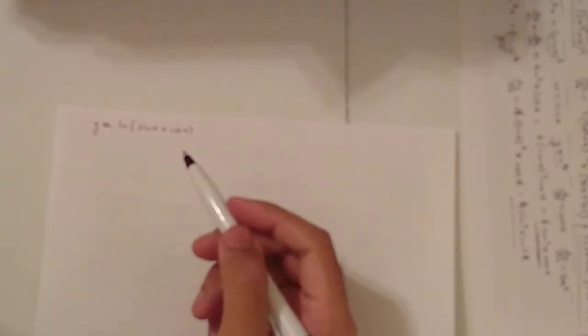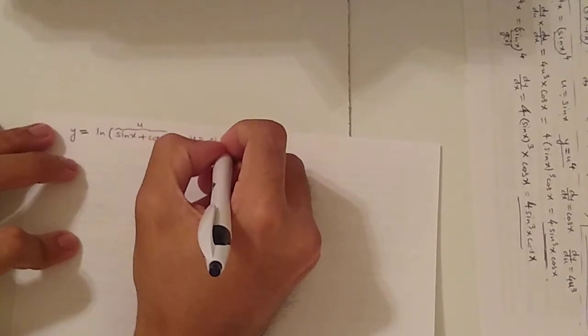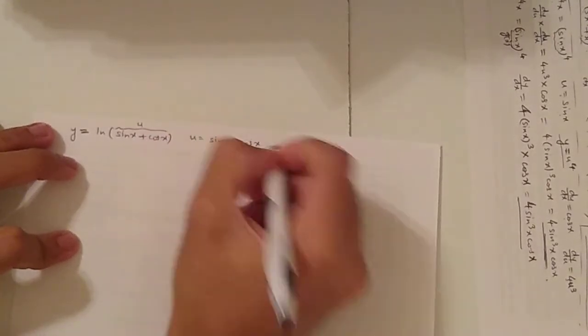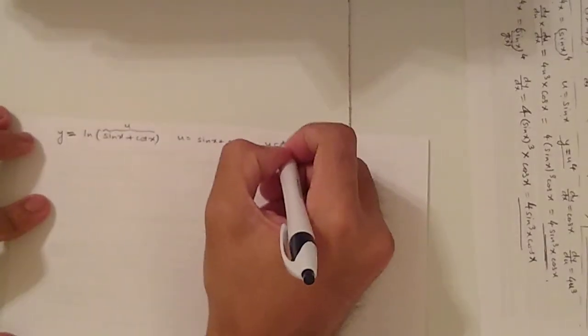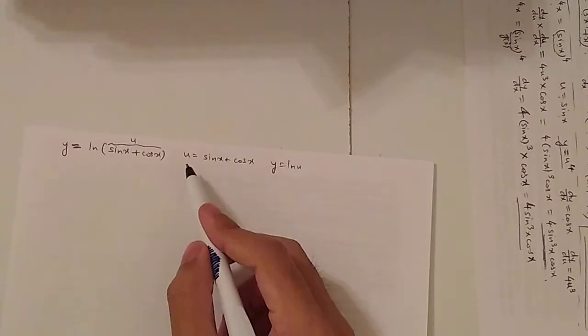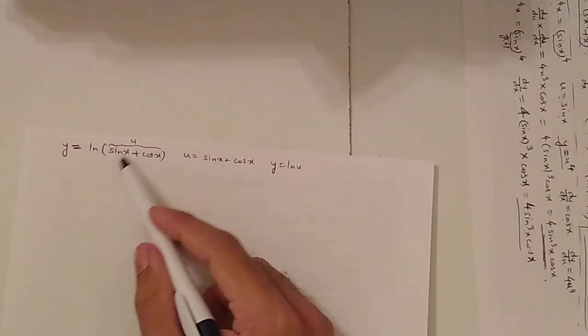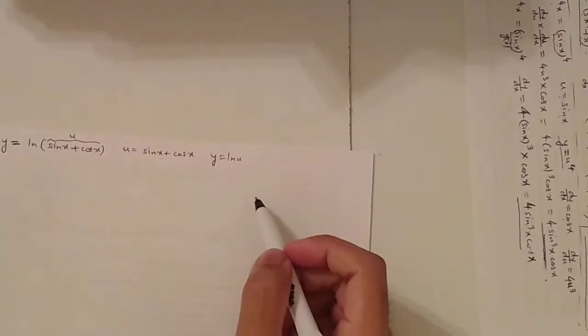Okay, so if we try to do the first method where we use a substitution variable u, let the inner variable be u, and thus u is equal to sine x plus cos x. And if u is equal to sine x plus cos x, in that case y is simply ln u. Now our differentiation is going to be easier.